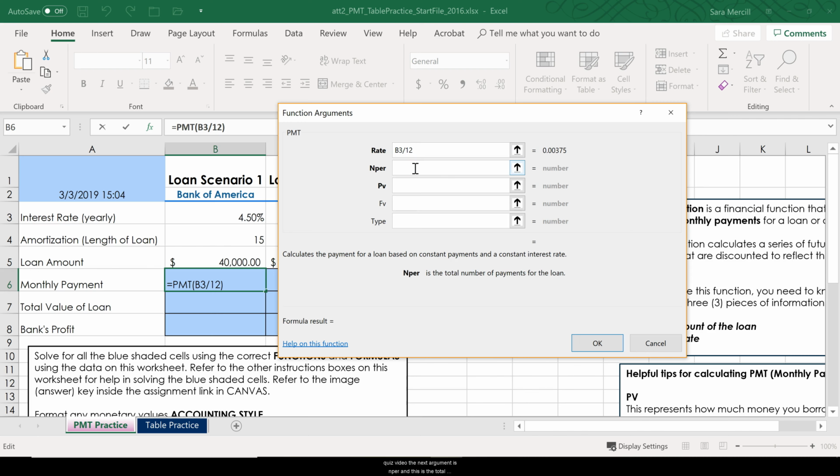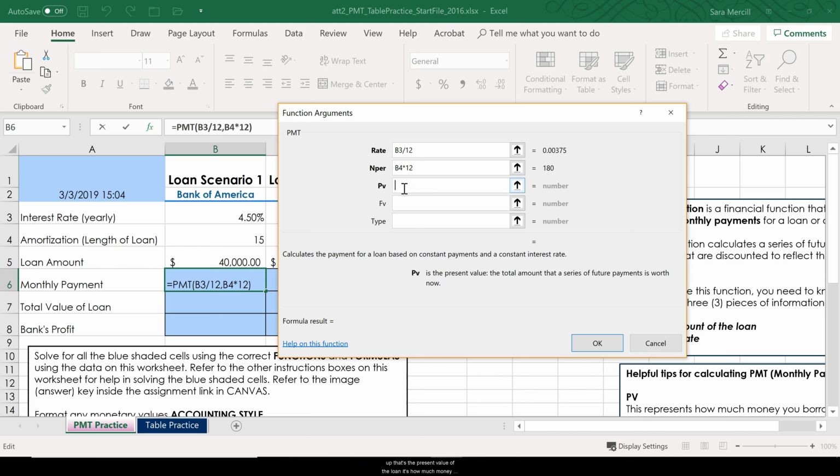The next argument is NPER, and this is the total number of payments for the loan. How many checks will you write the bank? If I know that my loan lasts 15 years, well, I'm not going to write 15 checks. I'm going to write 1 check a month for 12 months for 15 years. So I'm going to multiply that years by 12, and I can convert that to months, and you'll see that says 180.